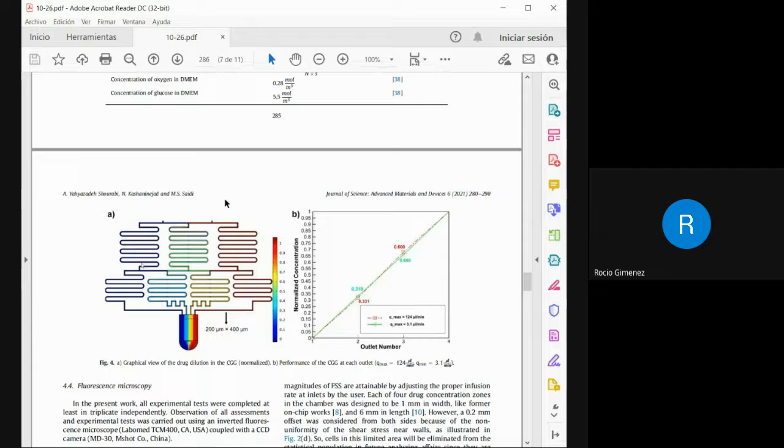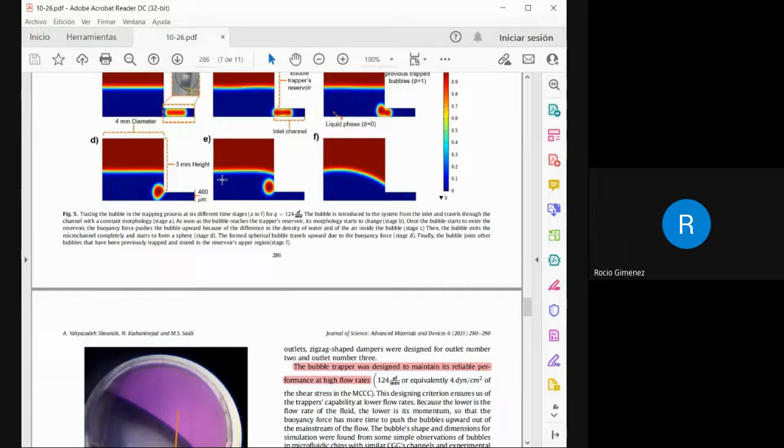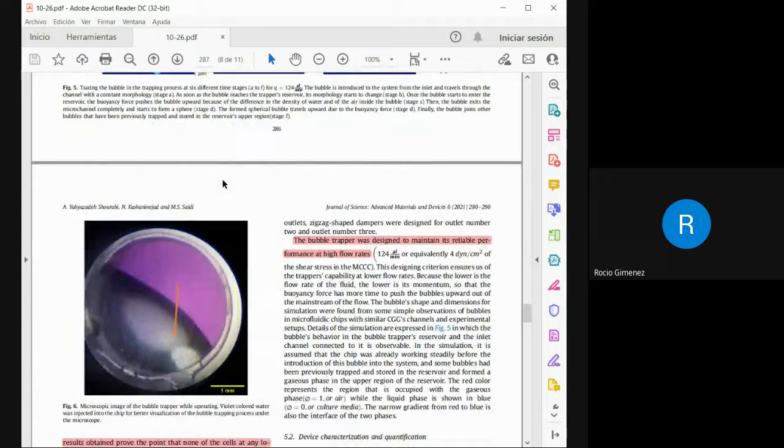Then they characterized the bubble trapper. The bubble trapper reservoir's diameter and height were found in a way so that the buoyancy force could overcome the flow's momentum carrying the bubbles, and so it can remove and store all the bubbles in this cylindrical reservoir. And it was designed also to maintain reliable performance in high flow rates. And as you can see here, the bubble-free cell culture chamber and the trapped bubbles proved that the designed trappers could remove all the bubbles for cell culturing for about 2 whole days.